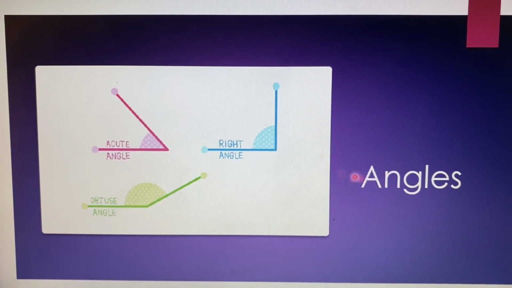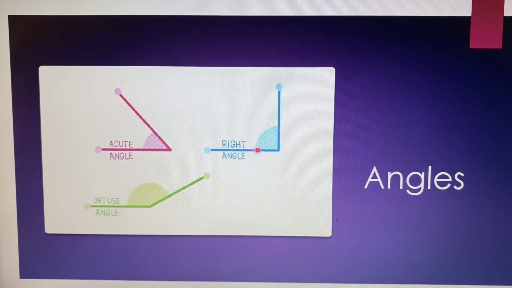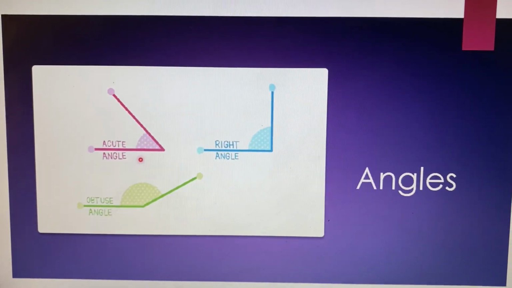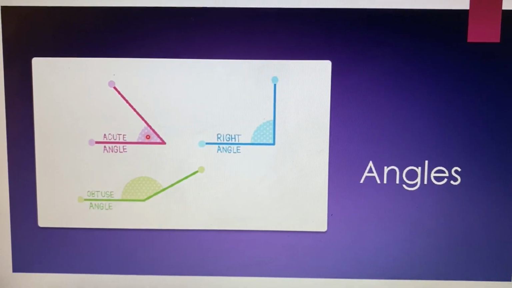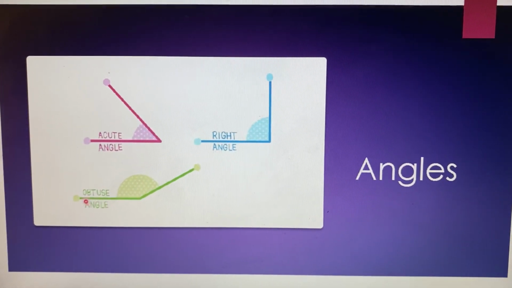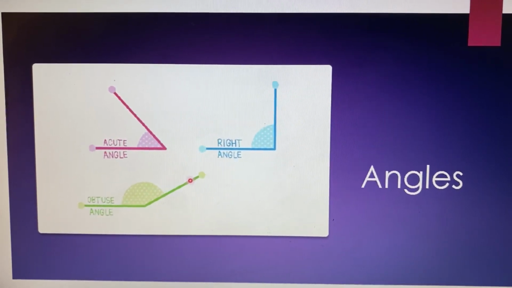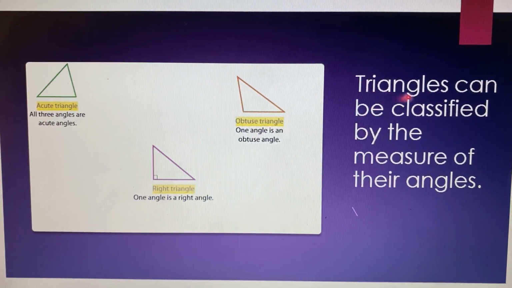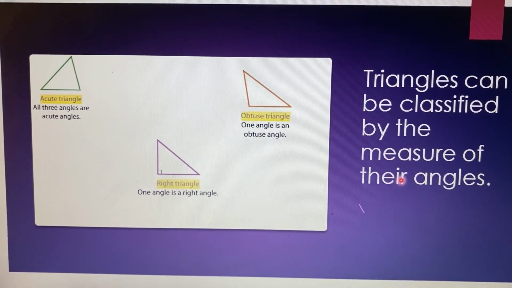So we have three types of angles. Right angle, and the angle always equals 90. Acute angle, while the angle is always less than 90. Obtuse angle, which is always more than 90. So, triangles can be classified by the measure of their angles.